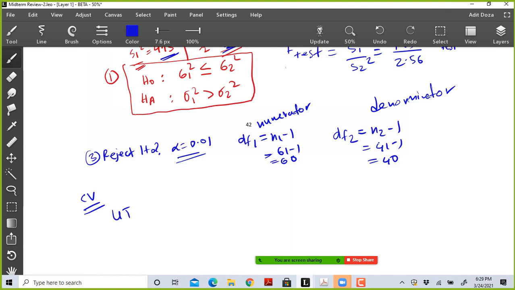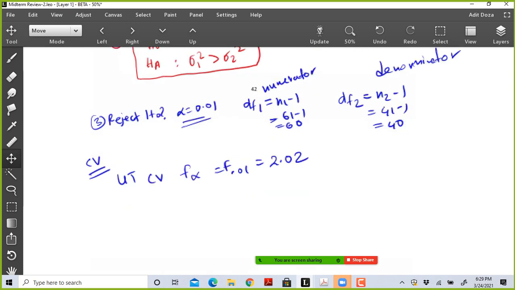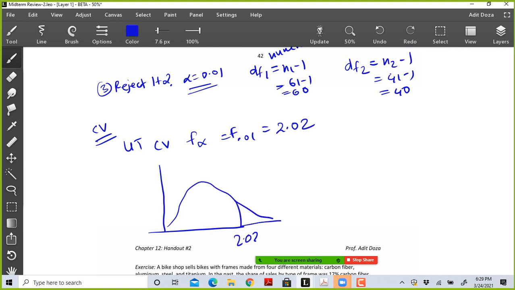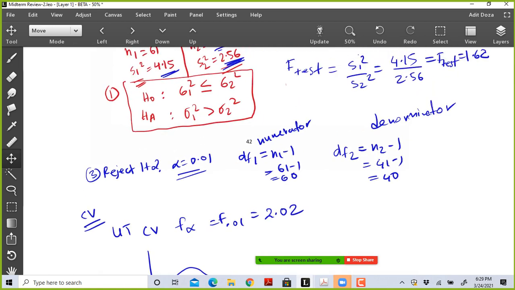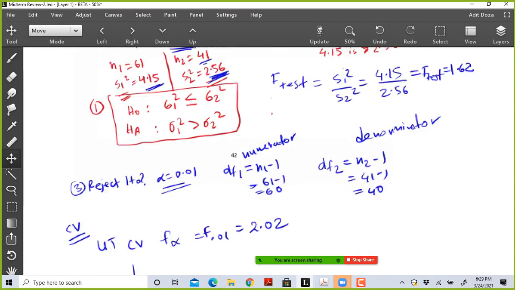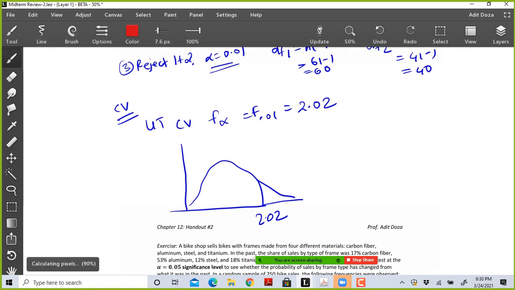So upper tail critical value, because F test is always upper tail, at F 0.01 equals 2.02. So if we draw the F distribution curve, critical value is 2.02. And what was our test statistic? 1.62, right? So use a different color. So 1.62 is where? Here. But the rejection area is this area. This area is the rejection area.